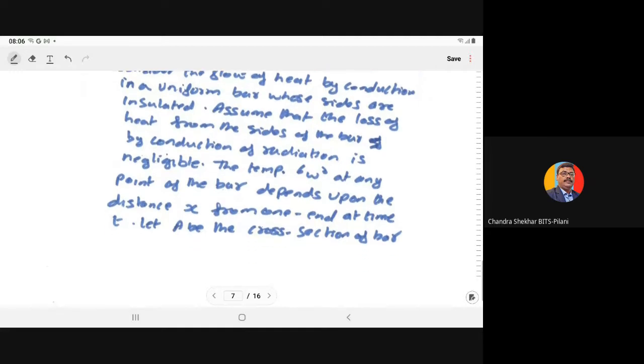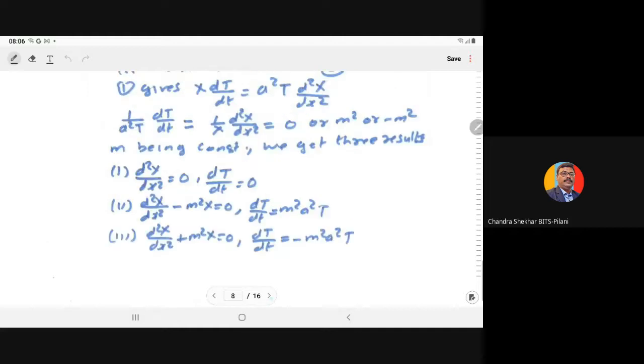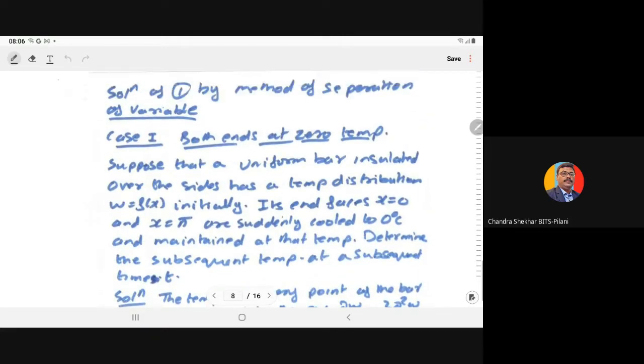Now let A be the cross-sectional area of the bar. Here we have to find the solution. We know that for partial differential equations we have various methods, but we will use only the method of separation of variables.